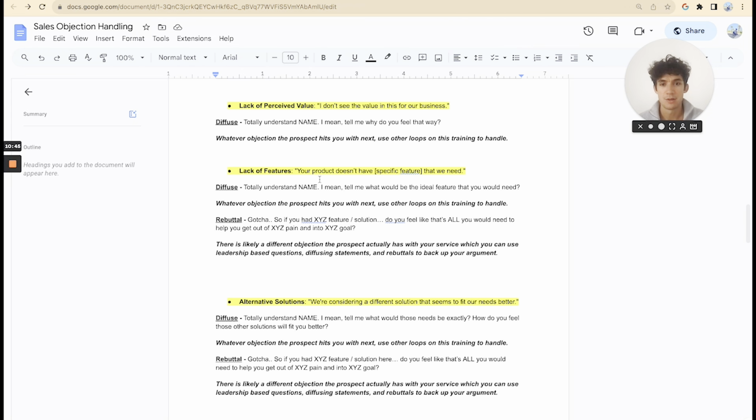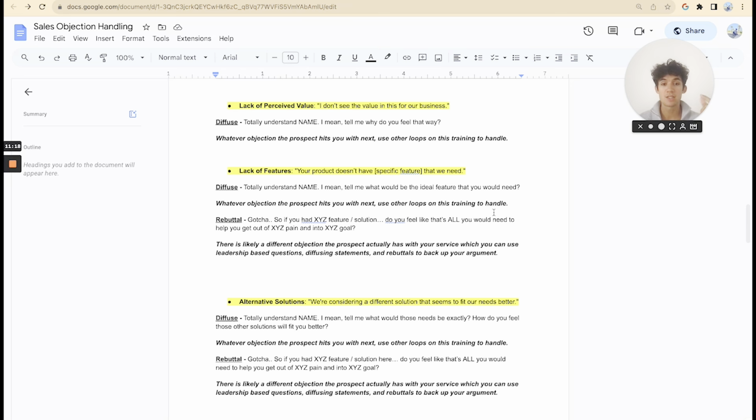Lack of features. Your product doesn't have a specific feature that we would need, right? Totally understand, John. I mean, tell me, what would be the ideal feature that you would need? Whatever objection the prospect hits you with next, we'll use other loops on this training to handle. Let's say they want something that's cheaper, or more community, or more support. So gotcha. I mean, if you had XYZ feature, right? So if you had more support, more of a community, more training, do you feel like that's all you would need to help you get out of XYZ pain and into XYZ goal?